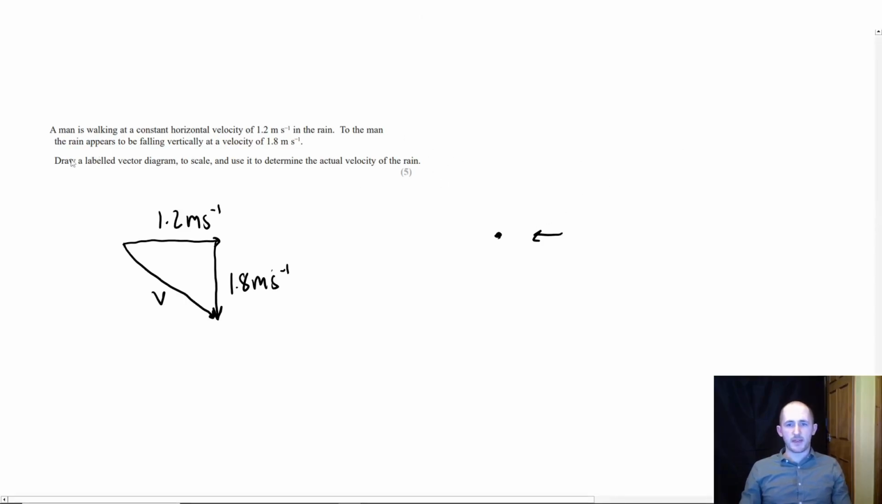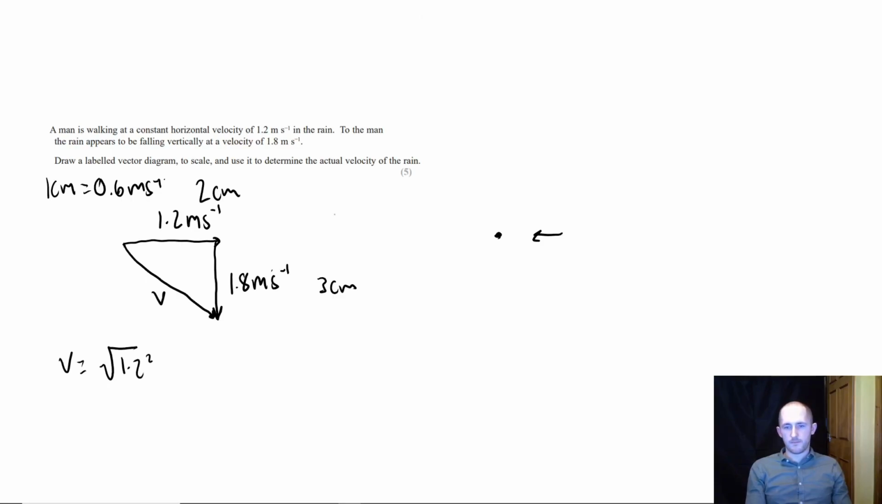So yeah, it's a 5 mark question, but keep in mind you need to actually draw it to scale, which means let's say you wrote that 1 centimeter is 0.6 meters per second, then this top side should be 2 centimeters long, and this side should be 3 centimeters long. And then you need to be able to measure this third side in order to work out your value. I'm going to cheat quickly because I'm just going to use a formula instead, but it's the same concept.